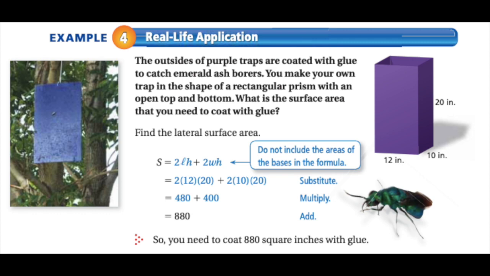When you go through this math, you end up getting 480 plus 400, because you have the front, which is 12 by 20, and the back would be 12 by 20. The left and the right would be 10 by 20, okay? When you add those up and simplify everything, you get 880, and that's what it was asking for: how much area did you need to coat with glue to catch those bugs. So the answer would be 880 square inches. All right.